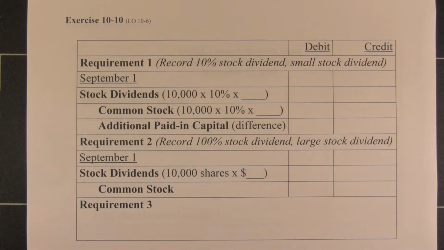Exercise 10-10 tells us this company is going to have some distribution of stock, and they're going to do it as either a small stock dividend, then they say no, consider it a large stock dividend, and then say no, consider it a stock split. How would that be different? Now keep in mind, a company doesn't get to decide if it's a large or a small stock dividend. If it's a small stock dividend, it's usually less than about 20% of the outstanding shares. If it's a large stock dividend, they have to do it at par.